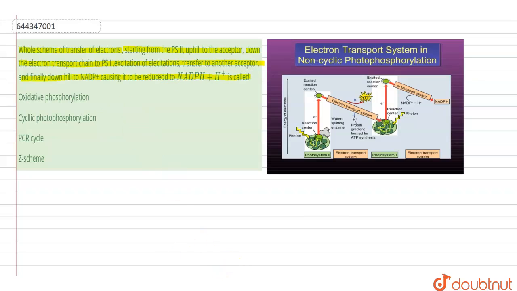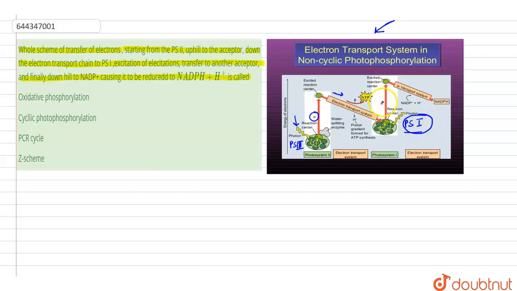So here we have a representation of the entire process which is written in this question. This part of it is the PS2, which has a slightly lesser redox potential as compared to the PS1, which is drawn slightly up for that matter. Now this is going to absorb the light energy. It will get excited. The electrons are transported to a chain of electron transport system which consists of cytochromes. Then it is transferred to the PS1, that is a light harvesting complex.